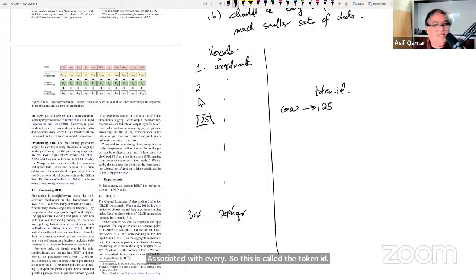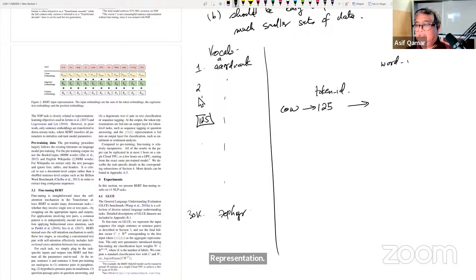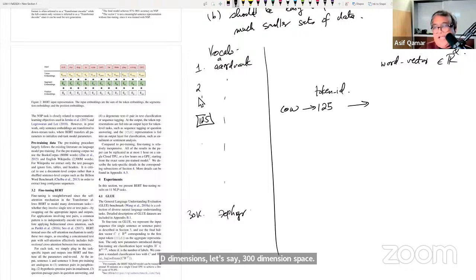Now from the token ID, I can create a vector embedding. I know the vector representation of a word vector in some d-dimensional space, let's say 300 dimensional space, right? I happen to know the vector embedding in some 300 dimensional space. How do I learn that?